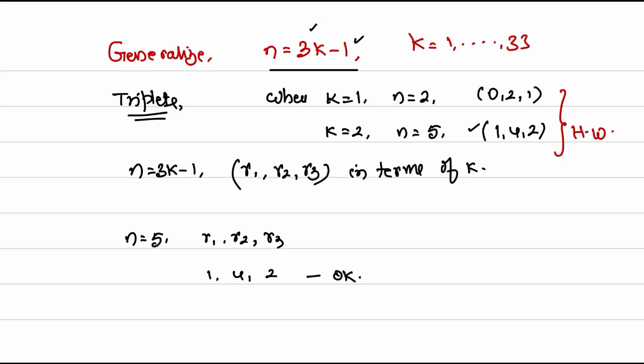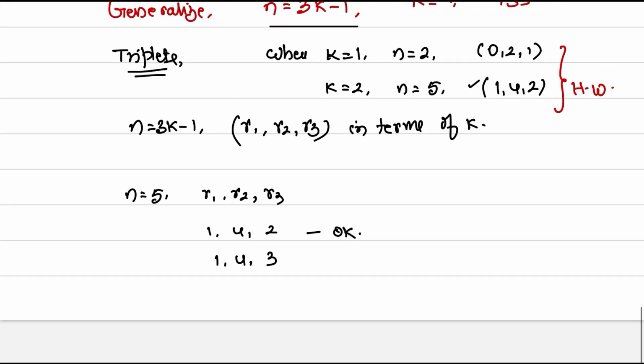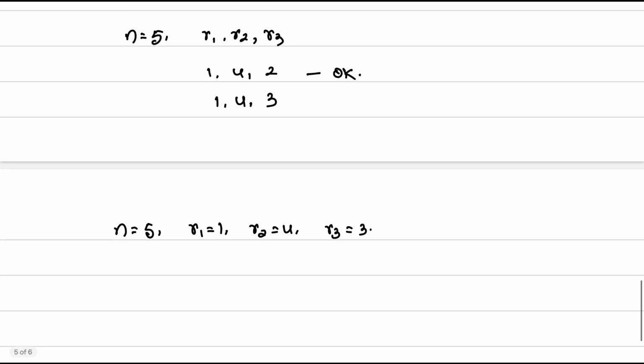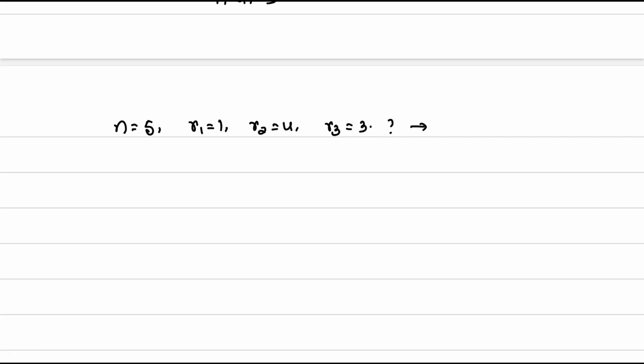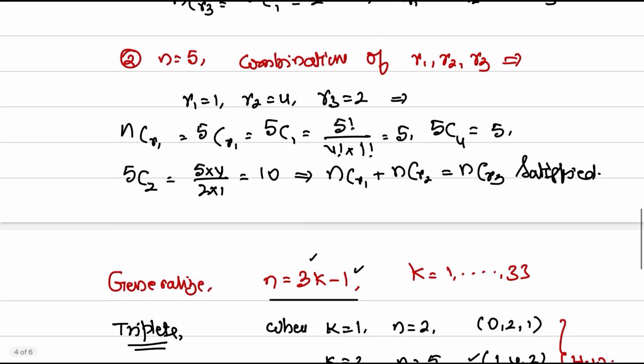Now, can we check 1, 4, 3? What happens? n is equal to 5, R1 is equal to 1, R2 is equal to 4, and can R3 be 3? Does it satisfy nCr1 plus nCr2 is equal to nCr3? Is it satisfied? nCr1 is 5C1 plus 5C2. 5C1 and 5C2 we have already calculated.